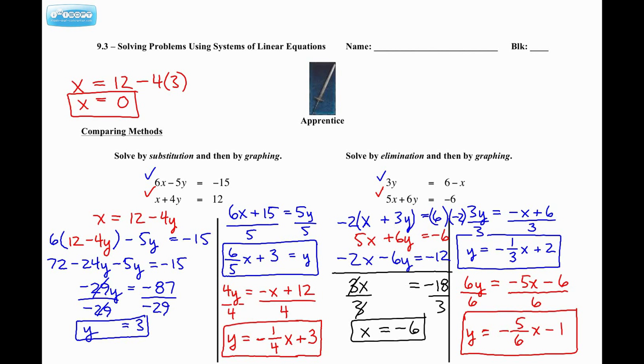Lastly, we need to solve for y. So I'm going to go back to my original equation here. This is 3y equals 6 minus x. But remember, x is already negative, so you really got to watch your signs here. So this gives me 3y equals 6 plus 6, which of course is 12. And then divide both sides by 3. And I finish off with y is equal to 4. So that's the solution to my system. x is negative 6, and y is positive 4.